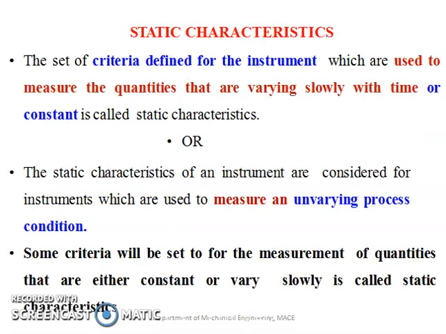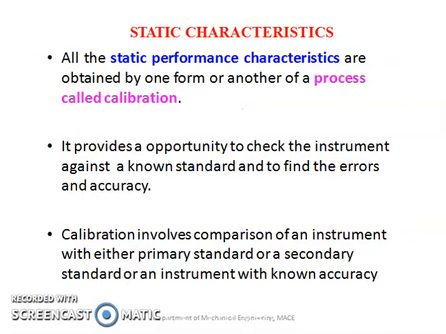The criteria defined for the instrument which are used to measure quantities that are varying very slowly or that are almost constant with respect to time is called static characteristic. All the static performance characteristics are obtained by a process known as calibration. You already have studied what is calibration. Calibration is a process by which you compare the instrument with a standard.